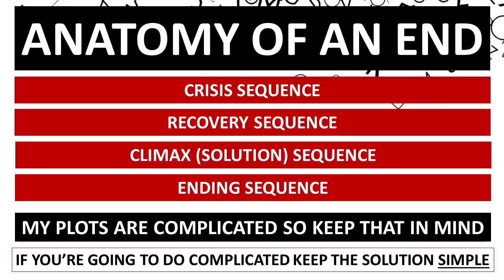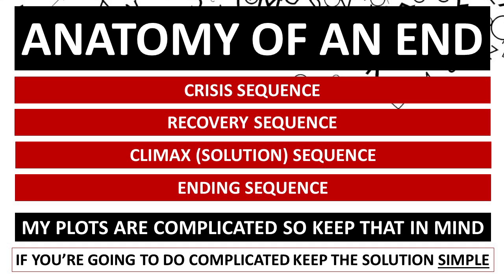And again, the anatomy of the end includes the crisis, the recovery, the climax, and the ending sequence. And I say sequence in all of these because, for me at least, there's not just one scene. Or if you're doing dual point of view, it's not just one scene for her and one scene for him. I usually do a long sequence for each one of these things, and that's what I'm going to show you. Two different ways to do it in this little example. And my plots are very complicated, so keep that in mind.